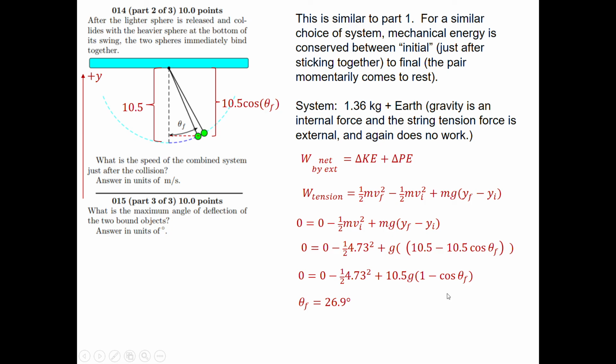Okay, so I factor out the 10.5, solve for the cosine of theta final, and then take the inverse cosine. And for my numbers, I get 26.9 degrees. So that's how to do that homework problem. That's one of the most difficult ones on this selection of homework problems.